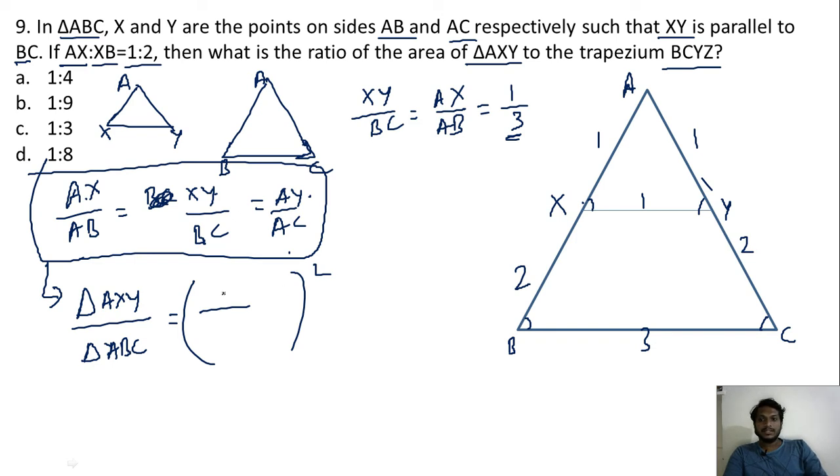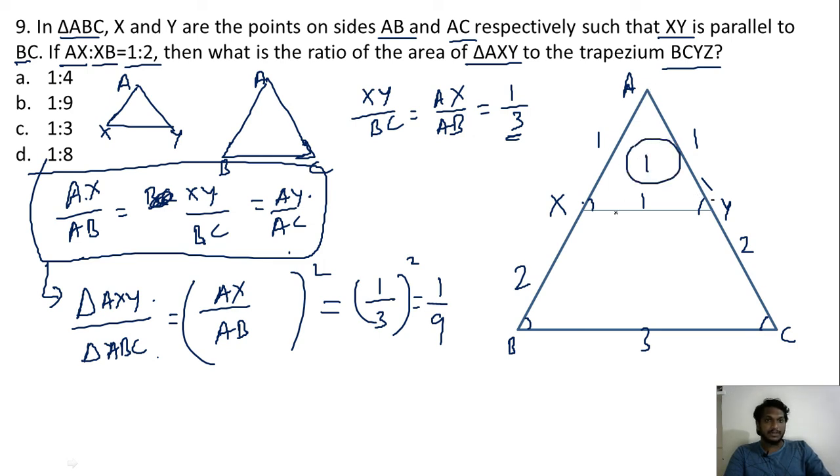Now let us first find out the ratio of the areas of triangle AXY and triangle ABC. Here this one will be AX by AB whole square, which is equal to 1 by 3 whole square, which is equal to 1 by 9. See here the area of AXY is 1 unit and the area of total ABC is 9 units.